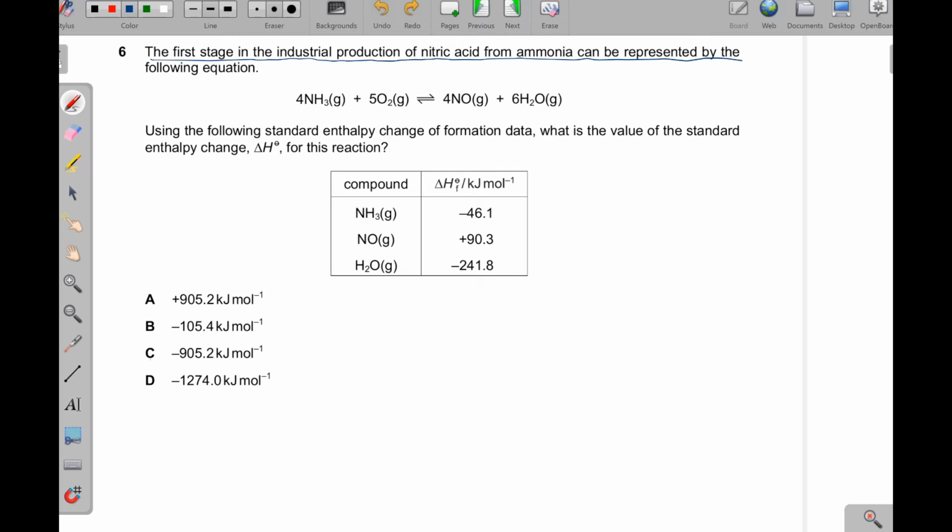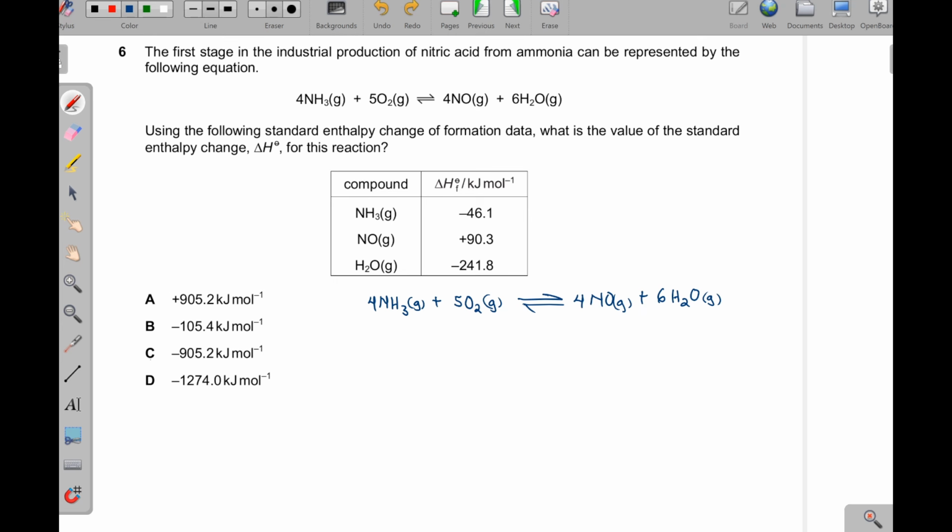Okay, now what we do, I'll put this one down here. 4 moles of ammonia reacting with 5 moles of oxygen, and then they are giving us 4 moles of nitrogen monoxide, plus 6 moles of water, actually steam because it is gaseous. But these ones here are coming from enthalpy of formation. First of all, it is the energy change when 1 mole of a compound is formed from its elements in their standard states, at standard conditions.